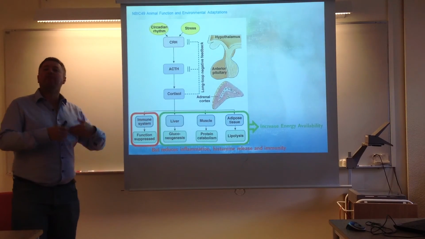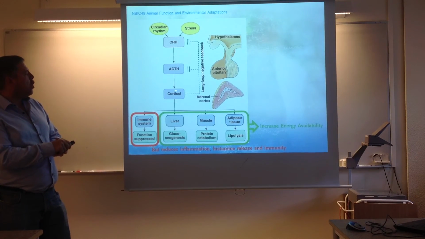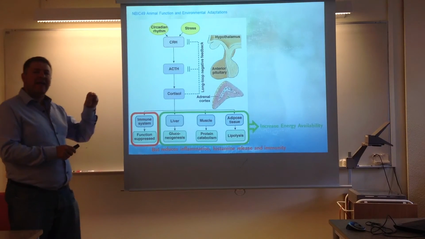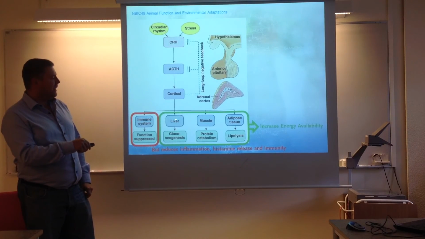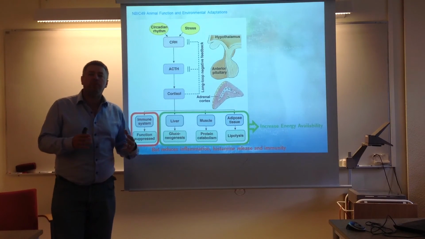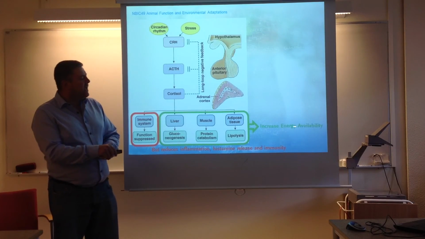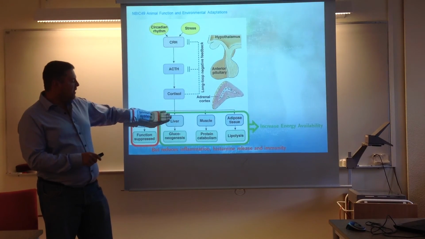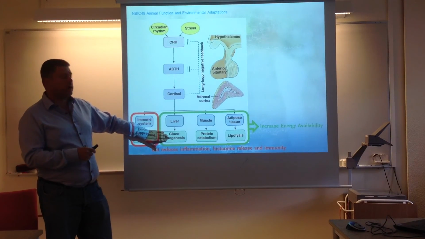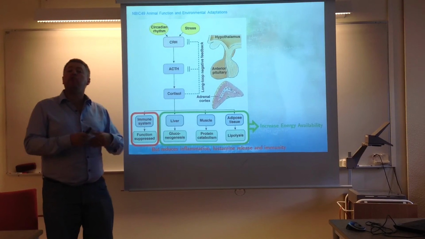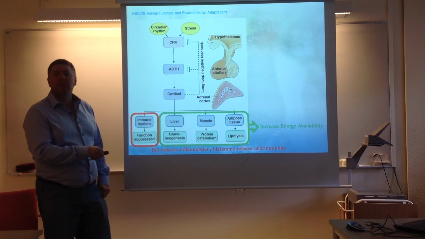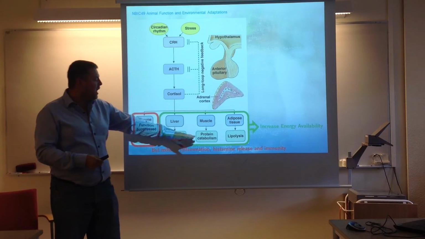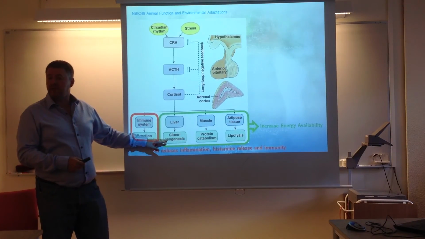And finally, as a result, what is the result from glucocorticoid secretion, the secretion of cortisol? You have effects on the target organs that are the immune system, the liver, the muscle, and the adipose tissue. And in these cases, the main response is one of making energy available, increasing energy availability. In the liver, cortisol, or any other glucocorticoid, promotes gluconeogenesis, the formation of glucose de novo. In the muscle, it promotes protein catabolism, breakdown of proteins, making amino acids available for gluconeogenesis.